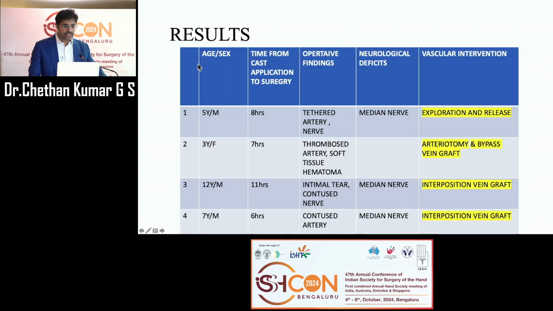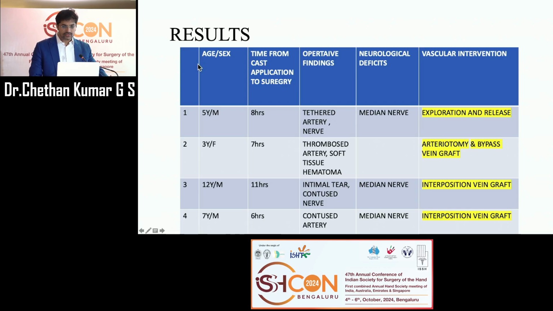So among the 4 cases, we noted there was involvement of the median nerve in 3 cases, and in one of the cases, a tethered artery was noted and also the nerve. So mere surgical release sufficed to re-establish the blood supply. Whereas in the other 3 cases, there was morphological damage noted to the brachial artery, and in 2 of the cases we had to put an interposition vein graft.